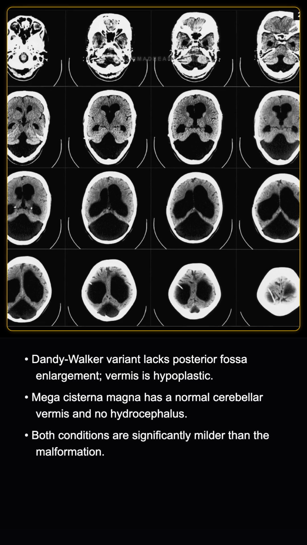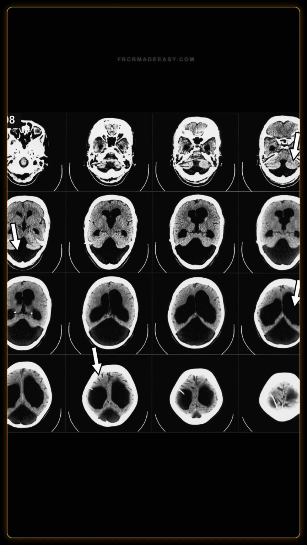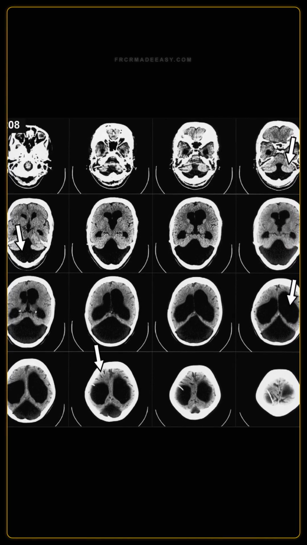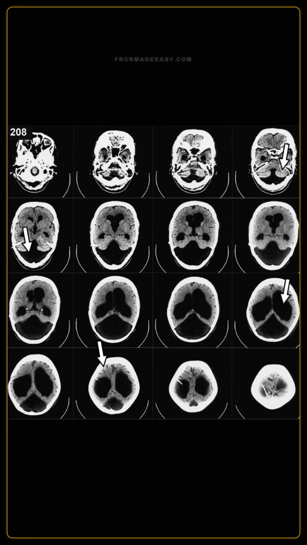Crucially, with a megacisterna magna, the cerebellar vermis and hemispheres are entirely normal, and it is not associated with hydrocephalus. I have now placed arrows on the same CT scan. What do they highlight, and what other anomalies are classically associated with this condition?